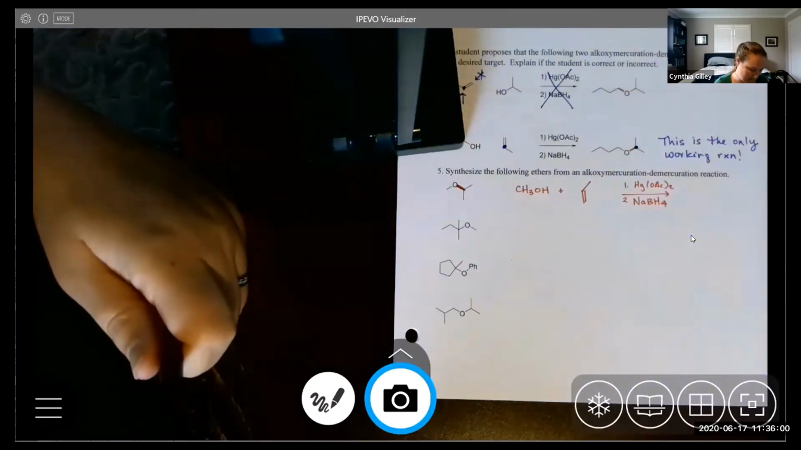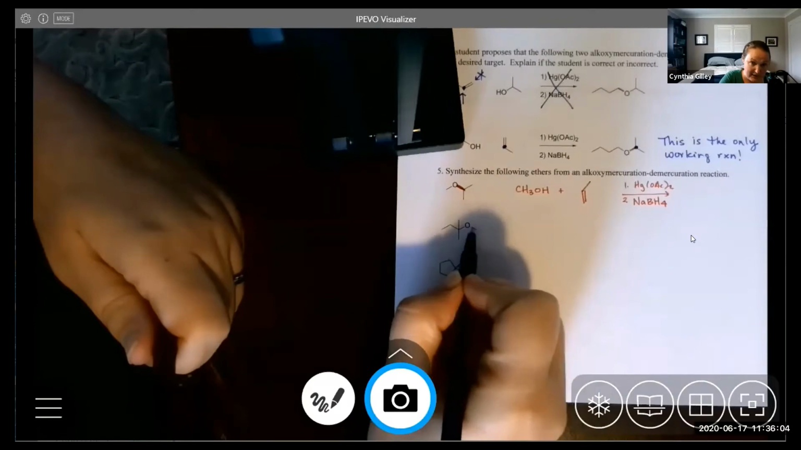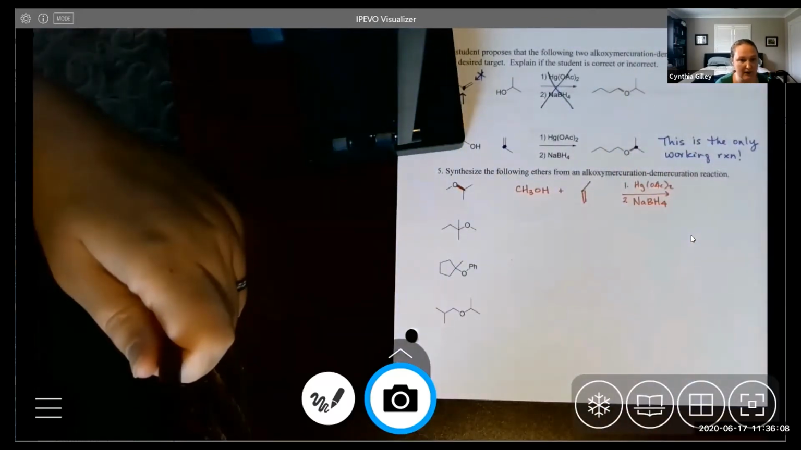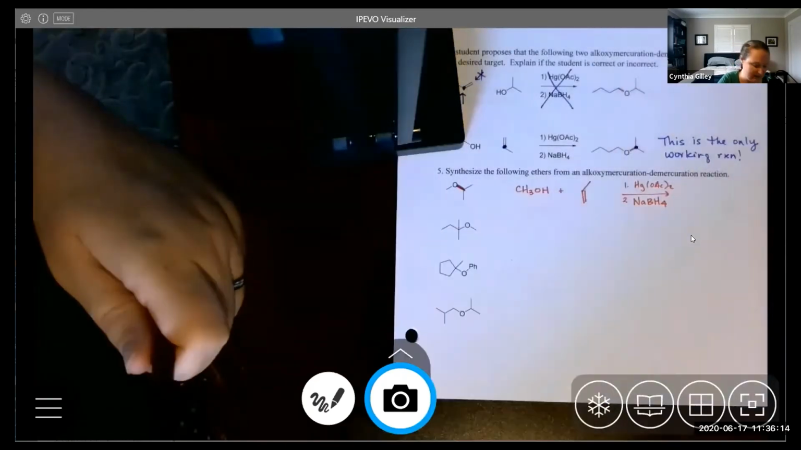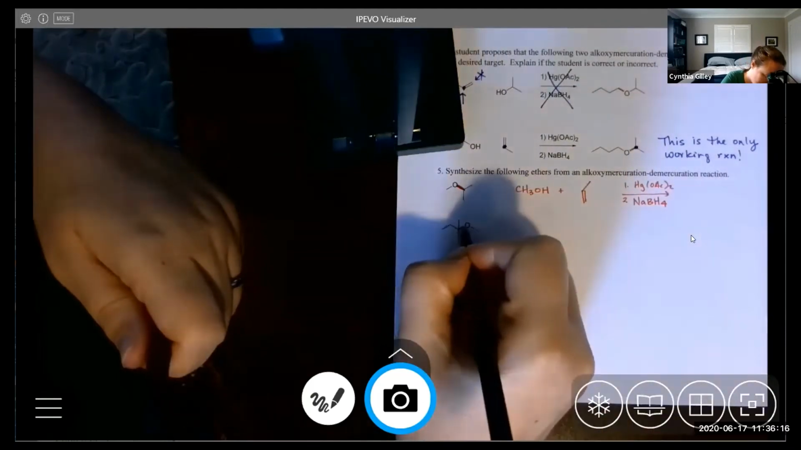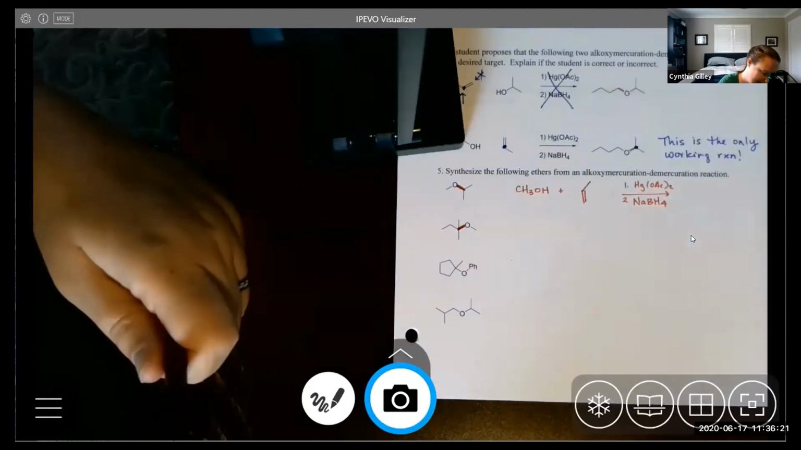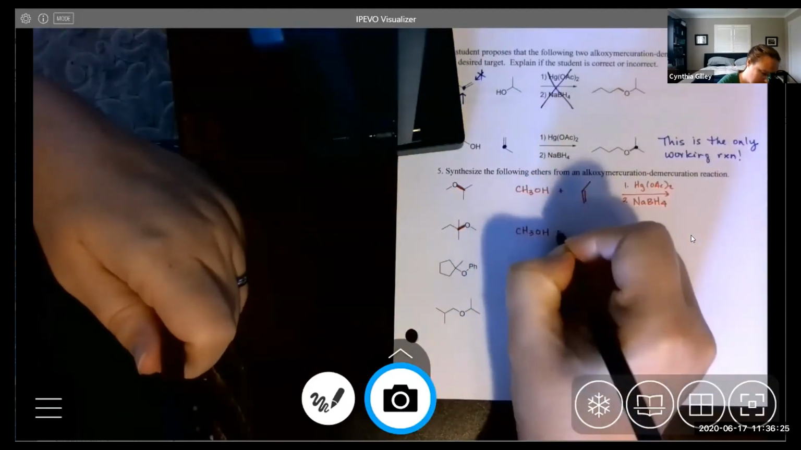Okay, so in this case again, this side is only a methyl. So we can't make that bond through the alkoxymercuration demercuration reaction. Because if we did, that would mean that this carbon would have to have been an alkene, which is not possible. So the only bond we can make is with that one. So that simplifies to the alcohol must have been methanol.